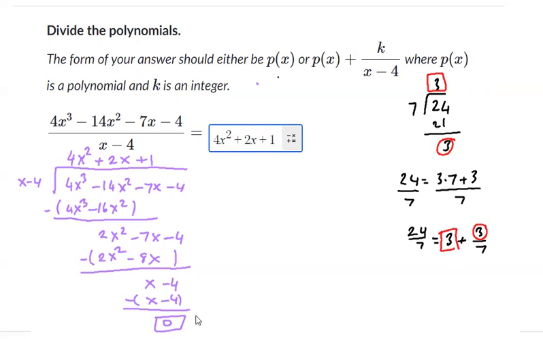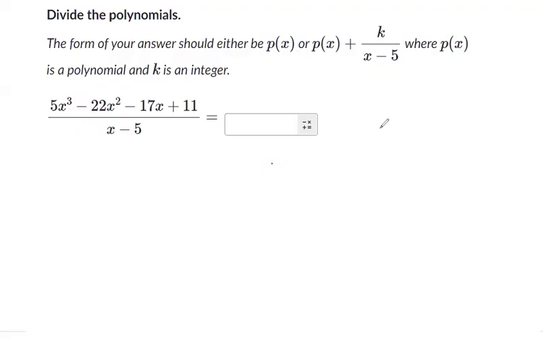Since my remainder is 0, I can write it as 0 over x minus 4, but that is just 0. So you don't need to write that one because it is divisible. That would be just our answer. I hope that was clear. I'll do another example, so let's see the next one.